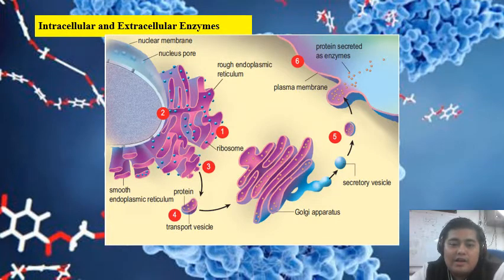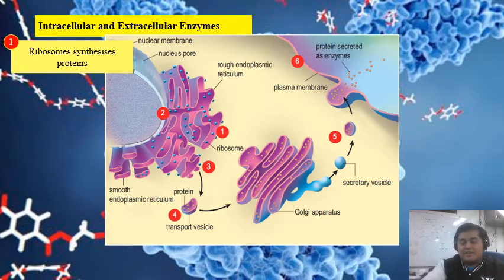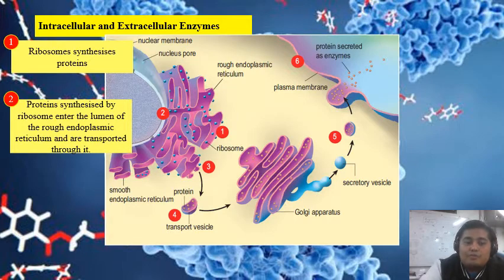So, ini adalah laluan dia. Laluan dia bermula dengan nombor-nombor ni lah. So, kita tengok. So, it start off with ribosome synthesize the protein. So, memandangkan bila kita cerita pasal enzim ni adalah satu struktur protein kebanyakannya. So, siapa yang buat dia? Mestilah kita punya ribosome. So, ribosome akan sintesiskan protein. Kemudian, protein yang telah disintesiskan oleh ribosome akan masuk, it will enter the lumen of the rough endoplasmic reticulum and be transported through it. Daripada ribosome, dia akan lalu dekat kita punya RER.